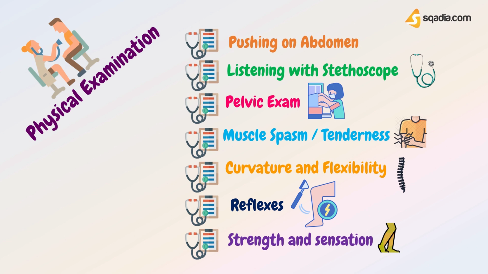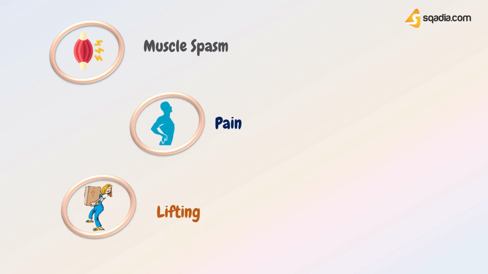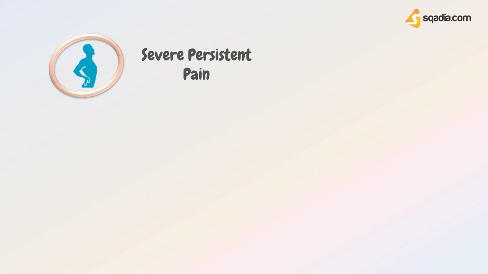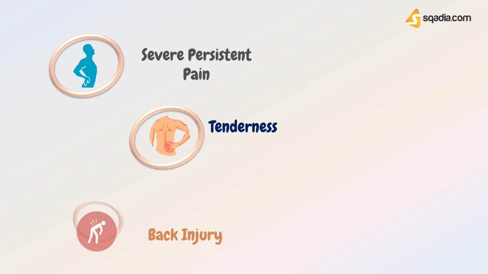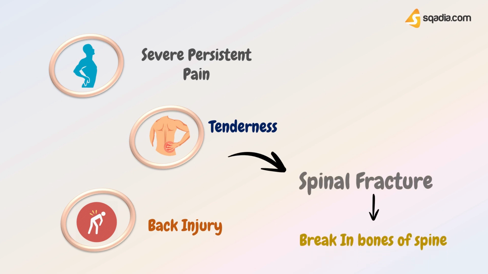Now, if the patient shows symptoms like muscle spasms near the spine, and the pain does not move to the legs, and often begins after lifting, then this might give you an indication that the patient has muscle strain. Muscle strain is an injury to muscles. But if your patient has typical symptoms like severe, persistent pain and tenderness, often the result of a back injury or fall, then this might be an indication of spinal fracture, which is a break in one of the bones of the spine called vertebrae.